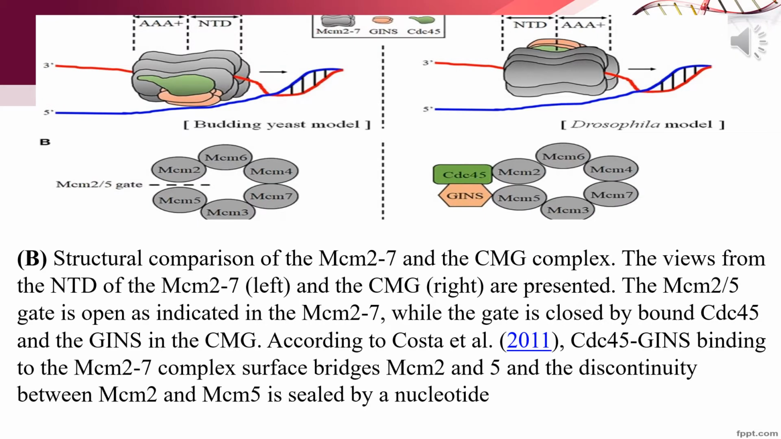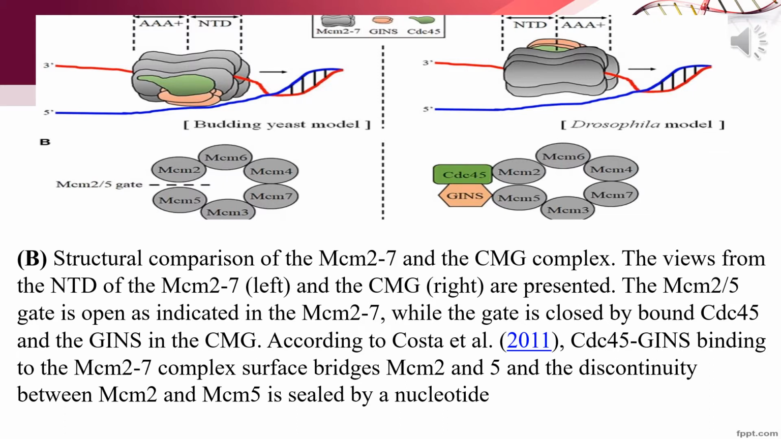This is the schematic structure of the CMG helicase from two models: budding yeast from cryo-EM and Drosophila CMG. Budding yeast shows the view from the NTD of the MCM2-7, and Drosophila shows the view from the CMG. The MCM2-5 gate is open, as indicated in the MCM2-7, while the gate is closed when bound to CDC45 and GINS in the CMG model.